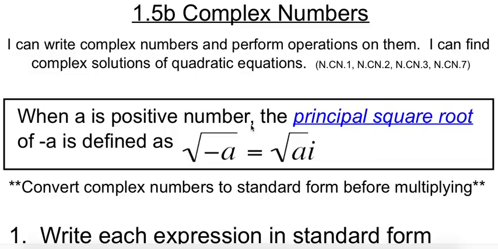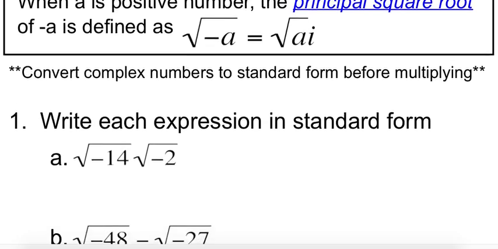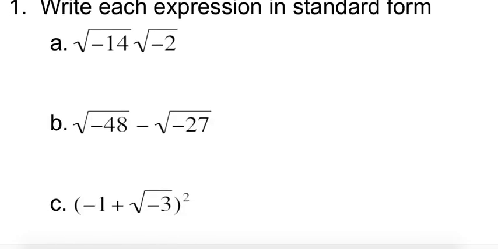The first thing that we need to talk about is called the principal square root, and that is right here in the box. If you're taking the square root of negative a, that's the same thing as the square root of a times i. We always want to pull that i out before we multiply, and we'll see an example of that right away here with example number 1.